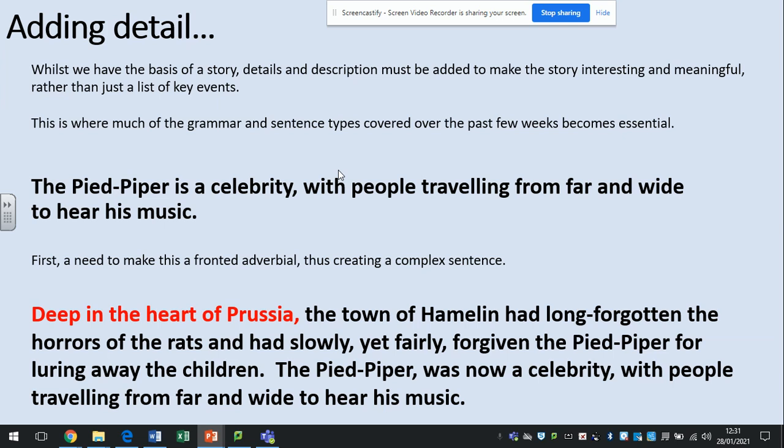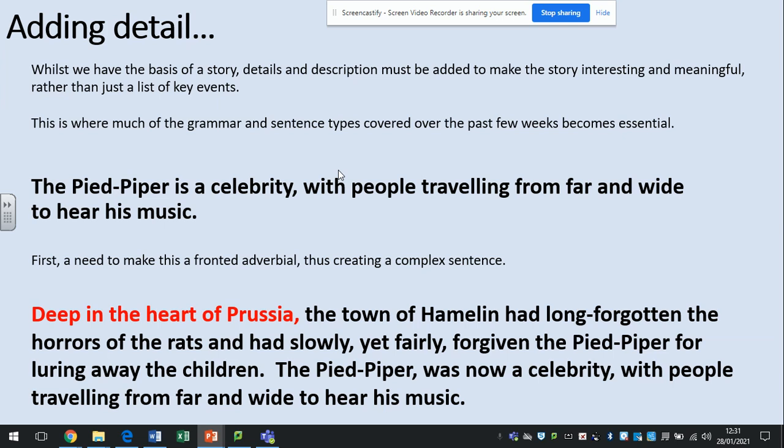So I've added, deep in the heart of Prussia, comma, the town of Hamlin had long forgotten the horrors of the rats and had slowly yet fairly forgiven the Pied Piper for luring the children away. The Pied Piper was now a celebrity with people travelling from far and wide to hear his music. So I've added a bit of extra information.